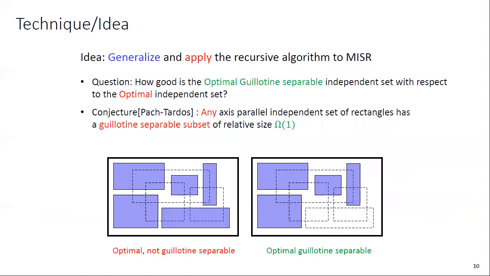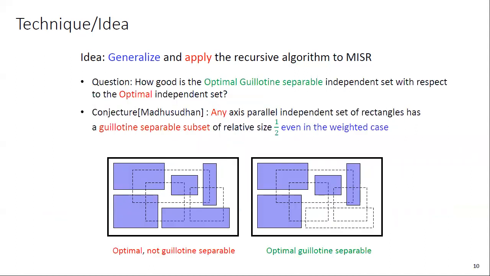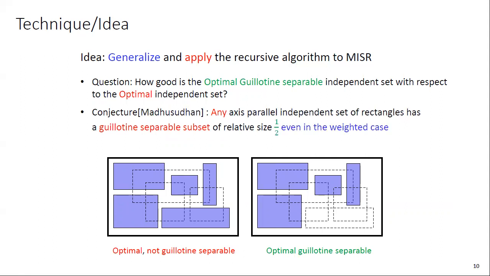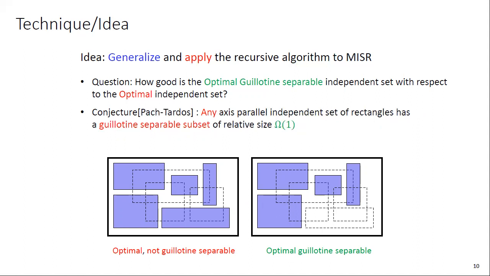Now the question would be: can we analyze the best guillotine separable independent set compared to the optimal independent set? What is this ratio? There is a conjecture by Pach and Tardos that this ratio is actually bounded by a constant. There are some stronger conjectures that say that maybe this constant is 2. But the fact is that this is still a conjecture, and we don't really know how to prove it.